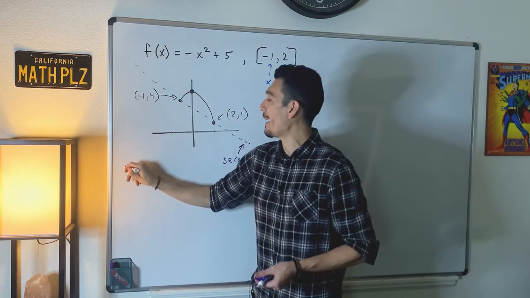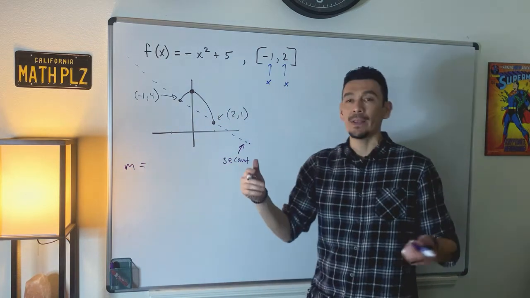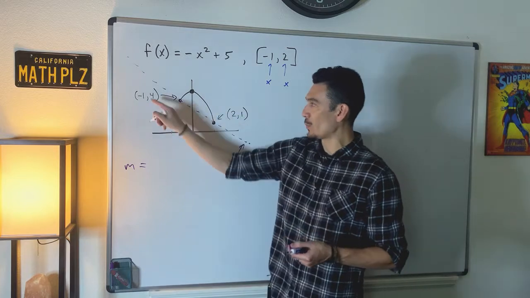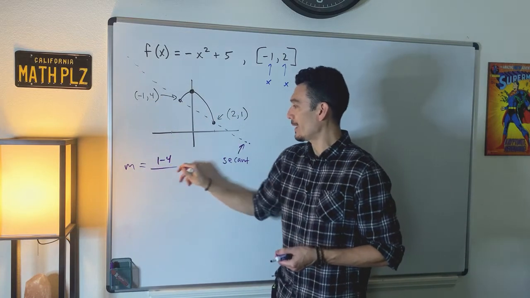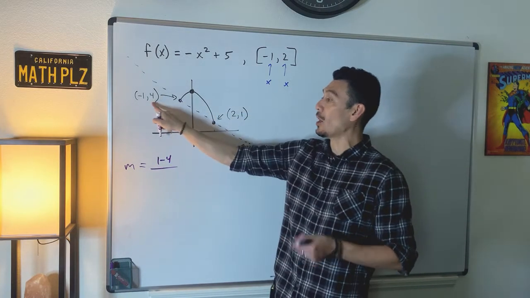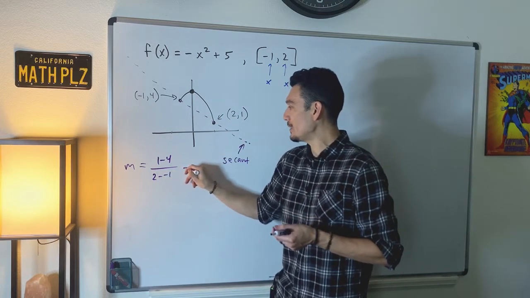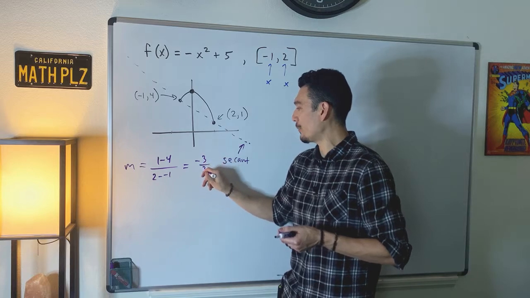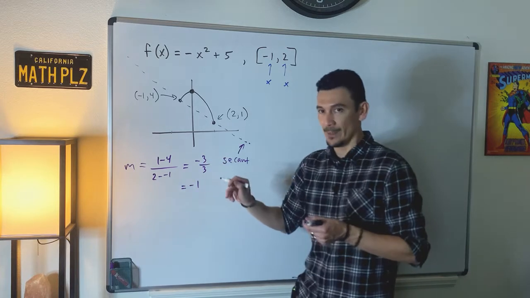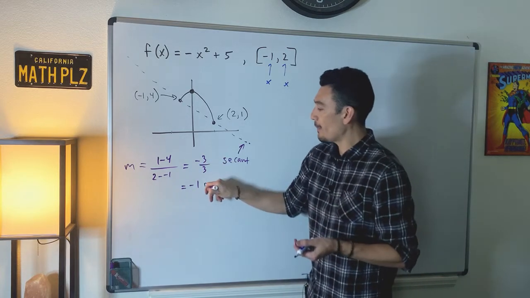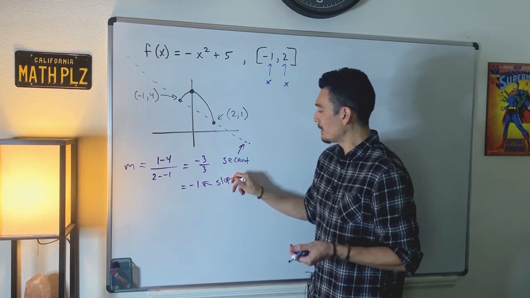Let's find the slope m between 2 given points. So we can go y2 minus y1 over x2 minus x1. So carefully do that, and you get -3 over 3, which is -1. So my slope of this secant is -1.